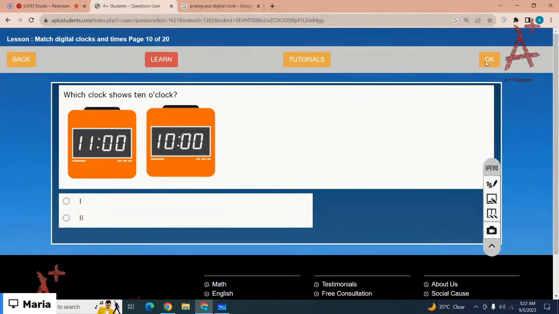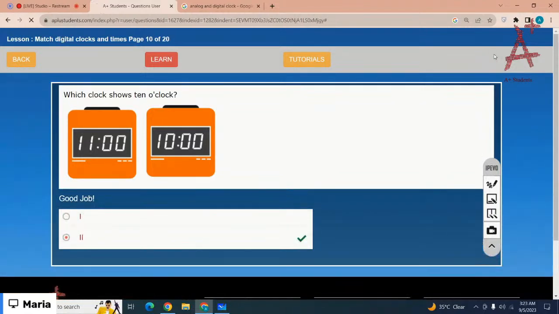Which clock shows 10 o'clock? So which is the correct option? 10 o'clock means 10 hours and 0 minutes. Option number 2 is the correct option.